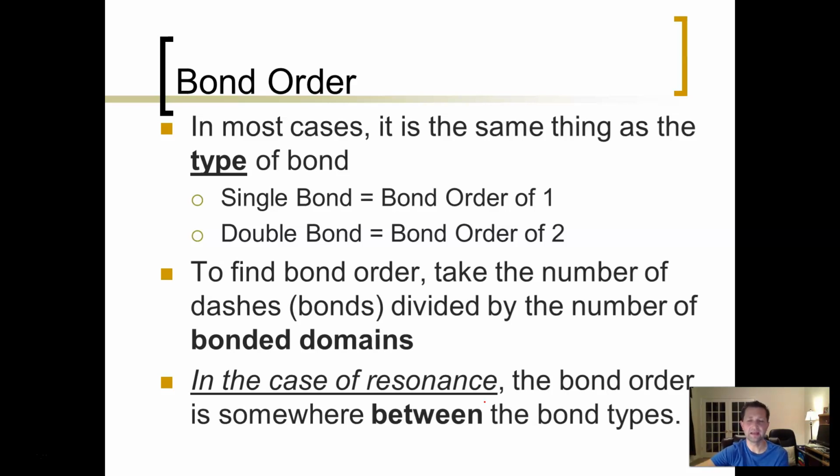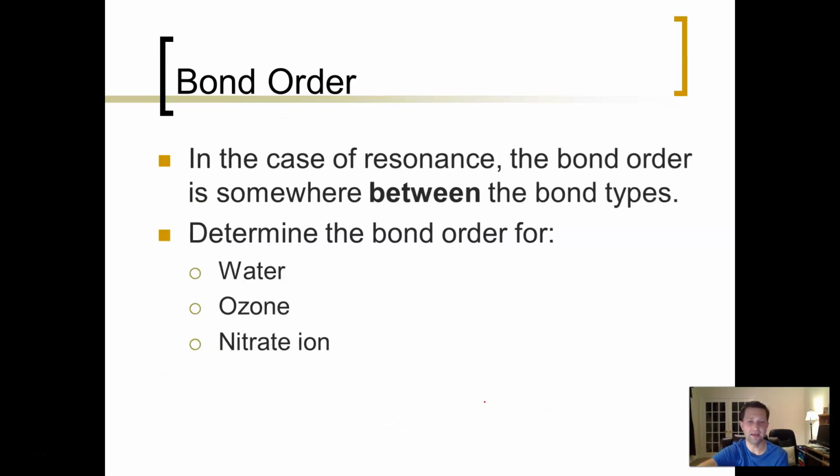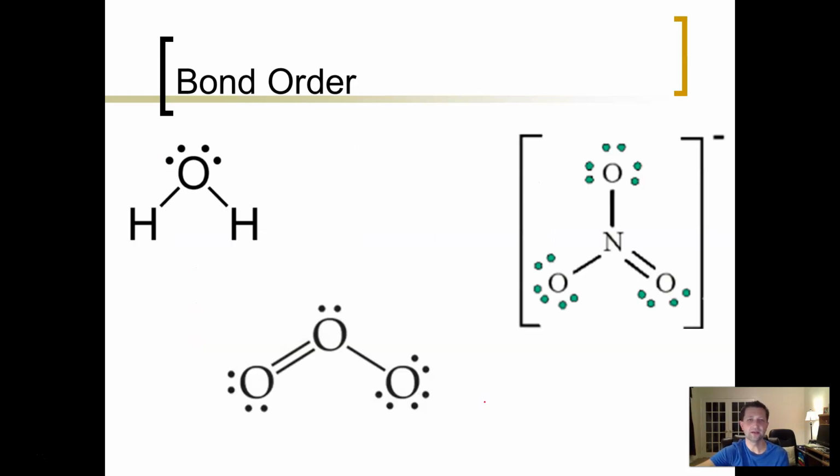I cannot highlight that enough. Resonance structures are where this comes into play. That's why I did it after I lectured on that. So in the case of resonance, the bond order is somewhere between the bond types. I already went over that. Let's look at the bond order for water, ozone, and nitrate.